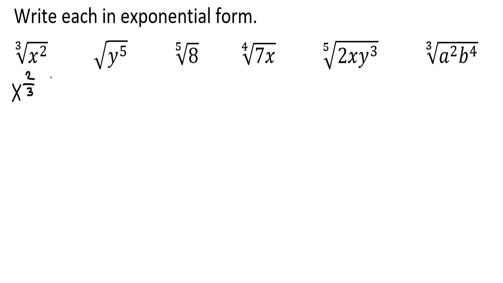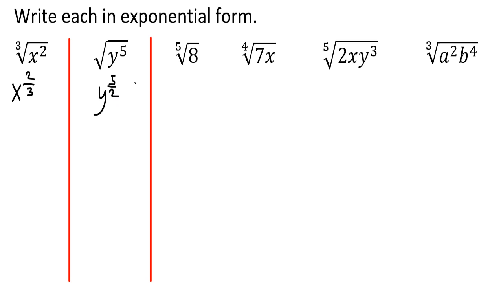Ganun lang po kasimple. Next, the square root of y raised to 5. So, kunin natin yung radicand, y. And then, yung exponent niya is 5. So, ang numerator is 5. And then, sa index, walang nakalagay na number. Pero automatic, that is 2. Square root of y raised to 5 is equal to y raised to 5/2.